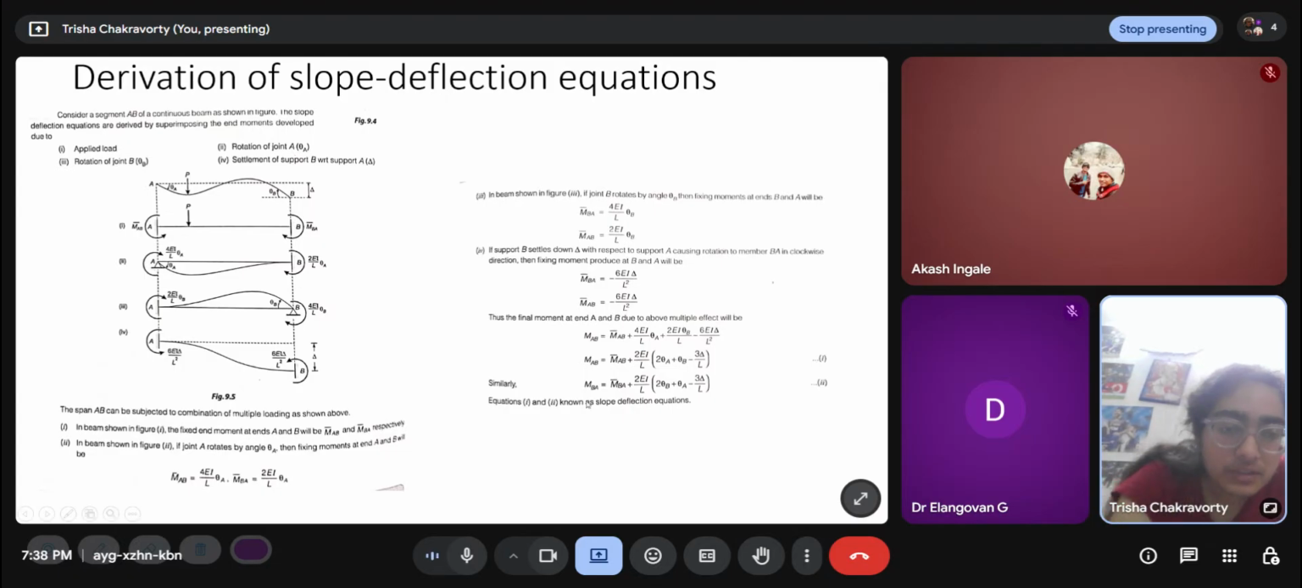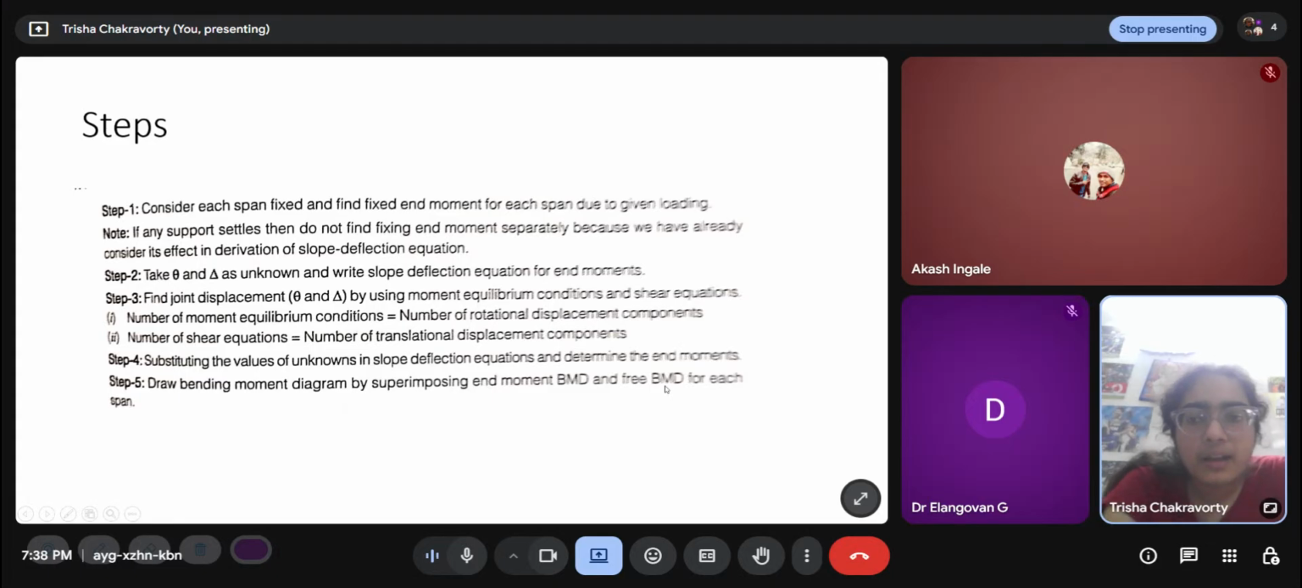Okay, so these are the formulas, and MBA also has a similar formula. The only difference is that the fixed end moment changes, and theta B and theta A exchange positions. Step one: we consider each span fixed and find the fixed end moment for each span due to the given loading. If any support settles, then we do not find the fixed end moment separately, because we have already considered its effect in the derivation of the slope deflection equation.